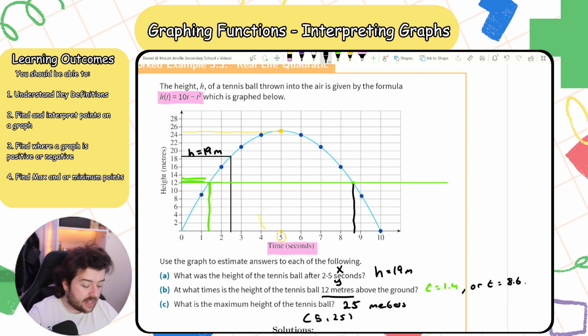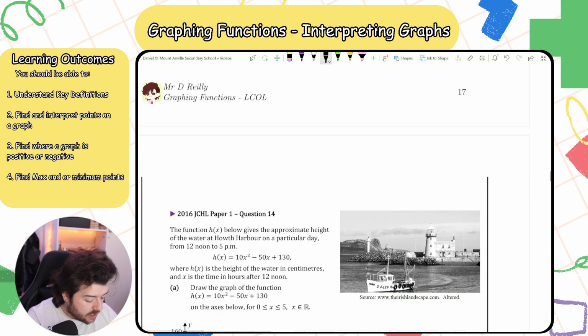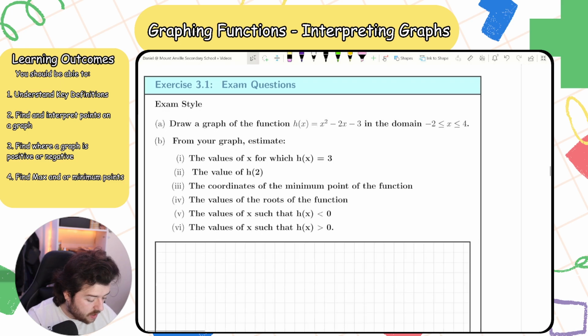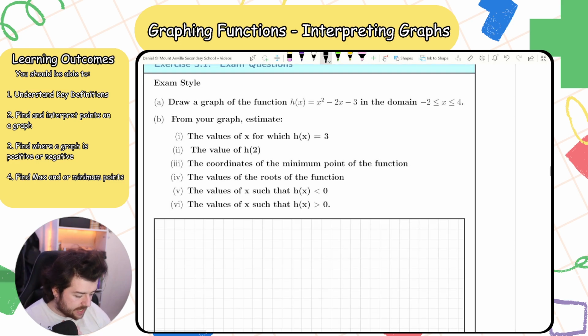So let's look at another question now. This one is going to be asking us all the bits and bobs. Draw a graph of the function x squared minus 2x minus 3 in the domain minus 2 is less than x, which is less than 4. Then from your graph, estimate, and then we have all these questions we're going to do. So let's plot this out.